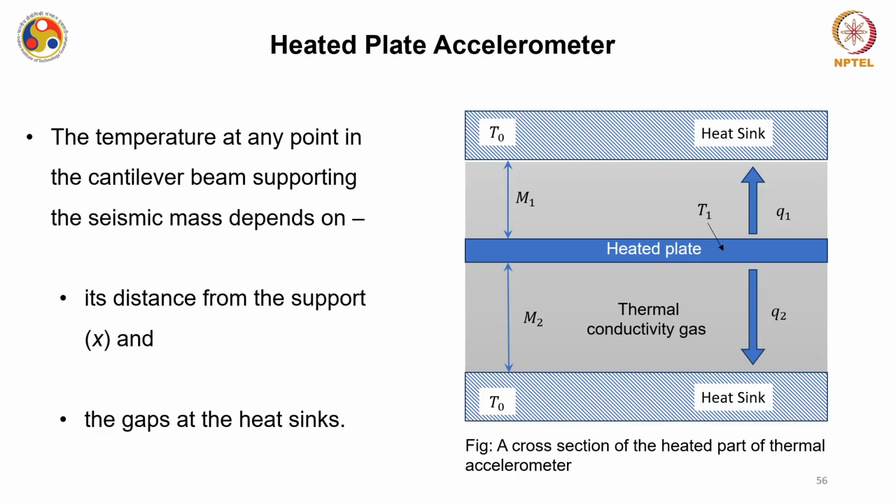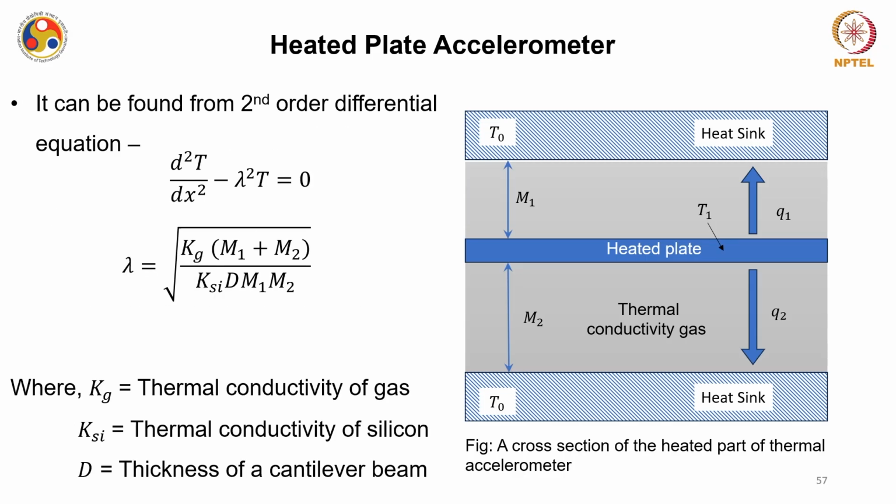Now the temperature at any point in the cantilever beam supporting the seismic mass depends on its distance x from the support and the gap at the heat sinks. It will depend only on these two parameters, and it can be easily found by the second order differential equation d squared T by dx squared minus lambda squared T is equal to 0. This has been found by finding the solution of this particular equation.